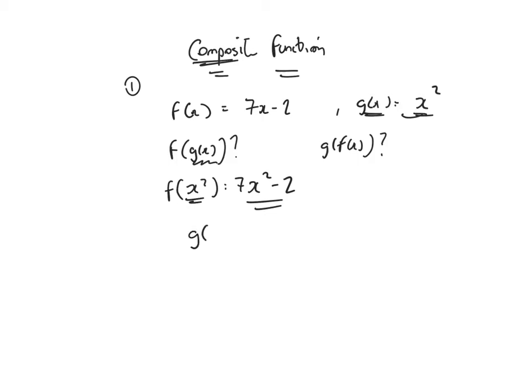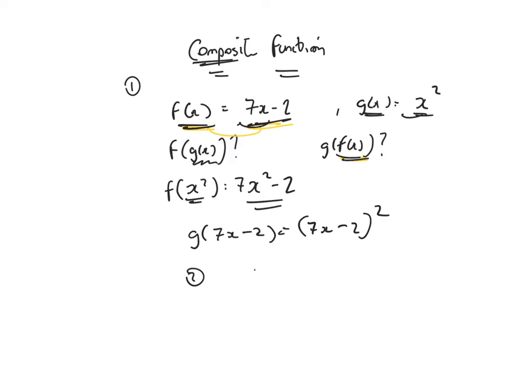Then we're going to try g of f of x. f of x is 7x minus 2, so I can sub that straight in. So g of f of x is g of 7x minus 2. What's the g function? Whatever's in the bracket, you write it down, you square it.